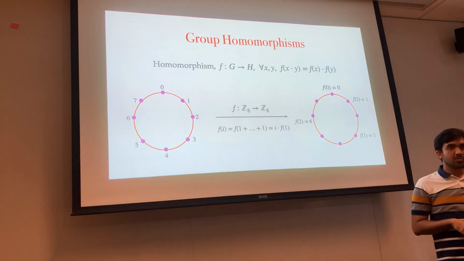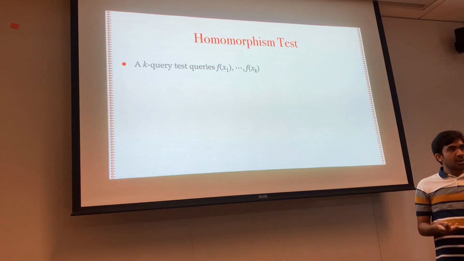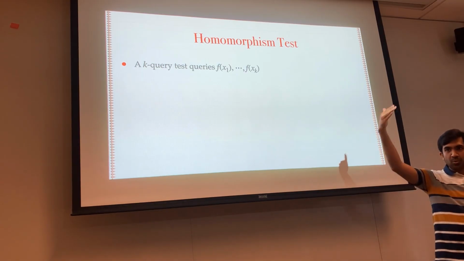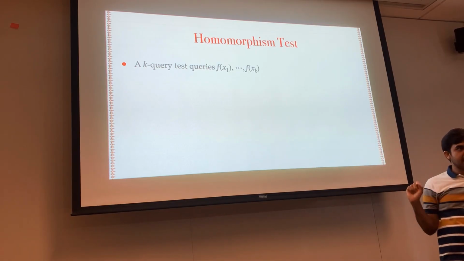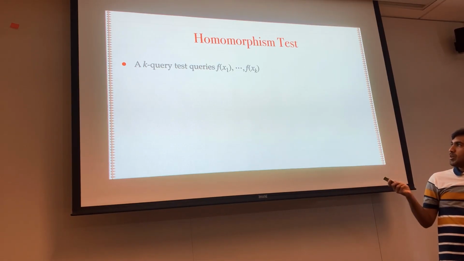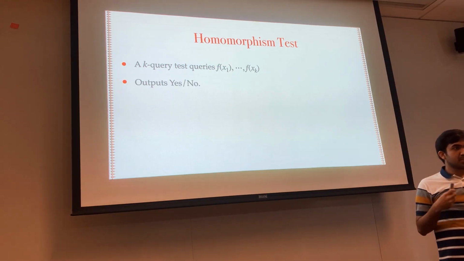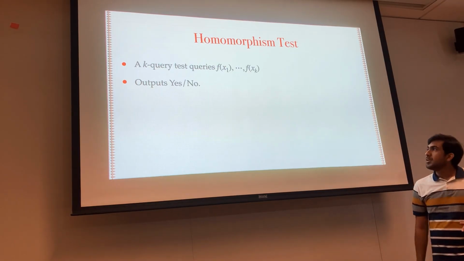Okay, so that's groups and homomorphisms. Alright, so what's a homomorphism test? A k-query test looks at k points. So think of, again, instead of the huge proof, think of that as being the values of f of x at different points x. You look at k of those points, so you get k function values. And then you make a decision whether this function is a homomorphism or not. That's what you want to decide now.